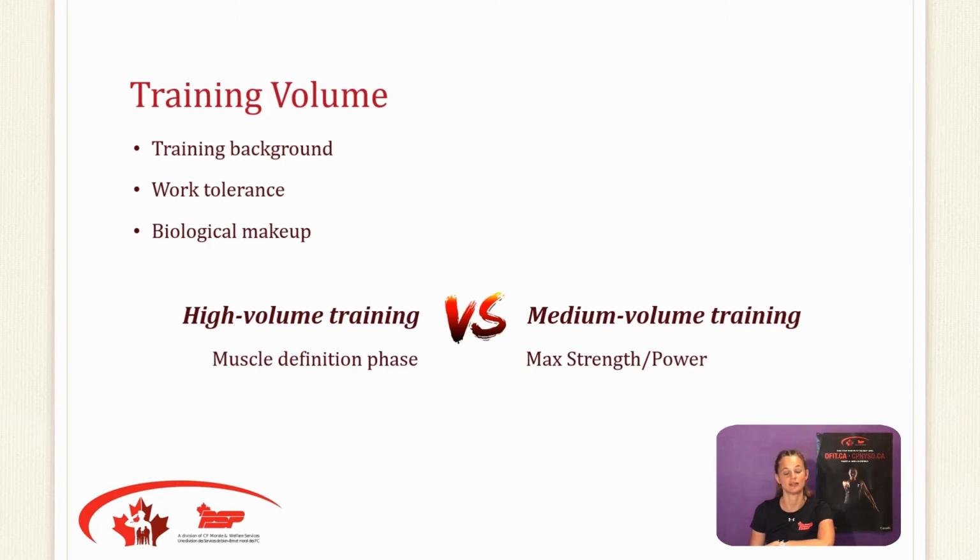Training volume varies among individuals according to their training background, work tolerance and biological makeup. We can talk about high volume training, which is planned during the muscle definition phase in order to burn more fat and develop better muscle striations. However, it can also be negative because increases can result in high levels of fatigue. This is another reason why a well-designed progressive plan is crucial. Medium volume training, on the other hand, is typical for maximum strength or power training. As athletes adapt to higher volume of training, they experience better recovery between sets and training sessions. This results in more work per training session and per week, making further volume increases possible.